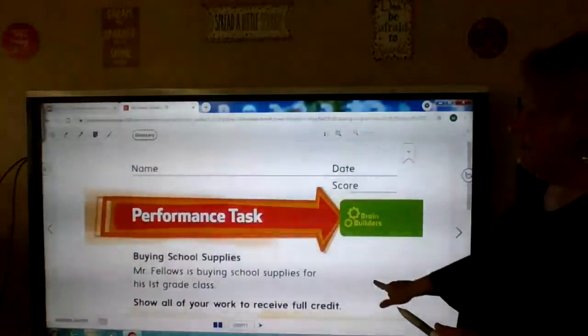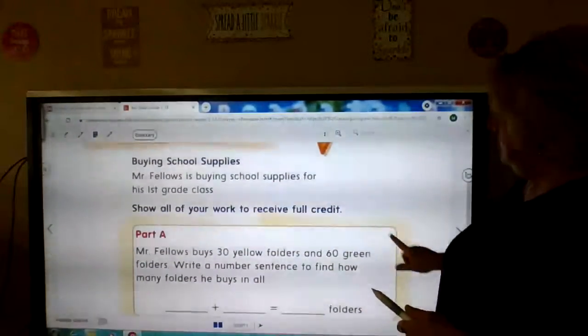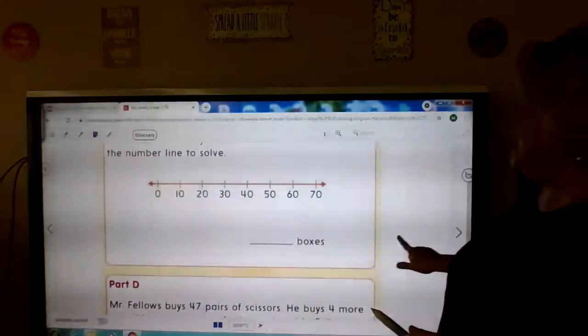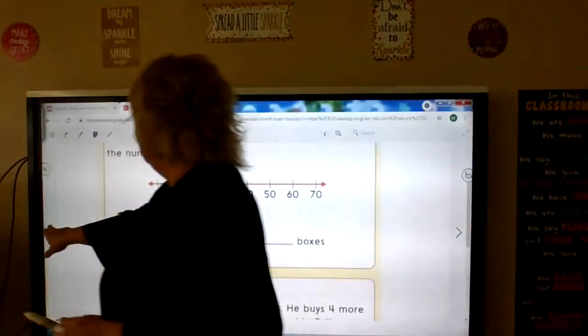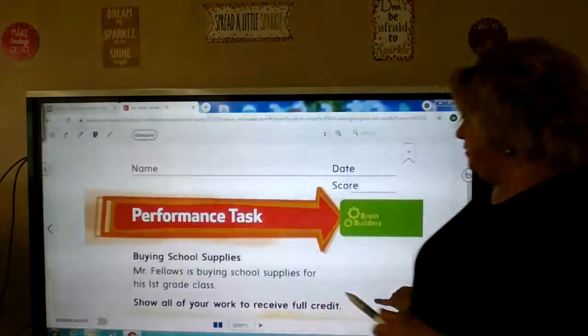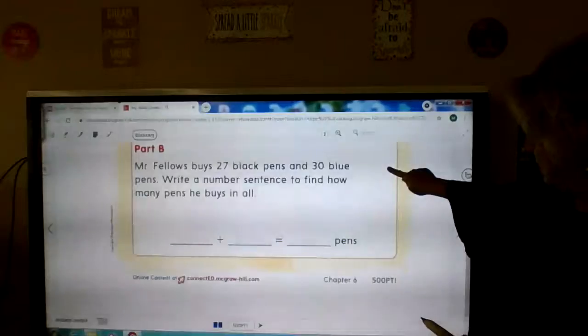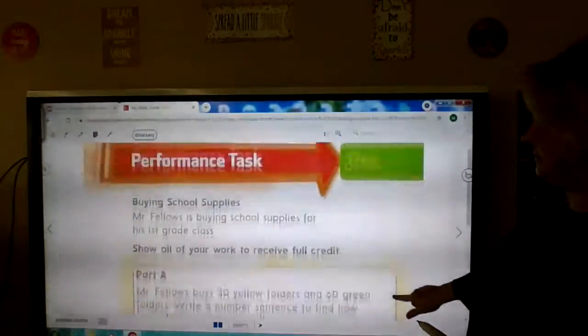Okay, on the back of that page. I think it's the back of that page. Oh no, it's the next page. Performance task. Page 500, PT 1.